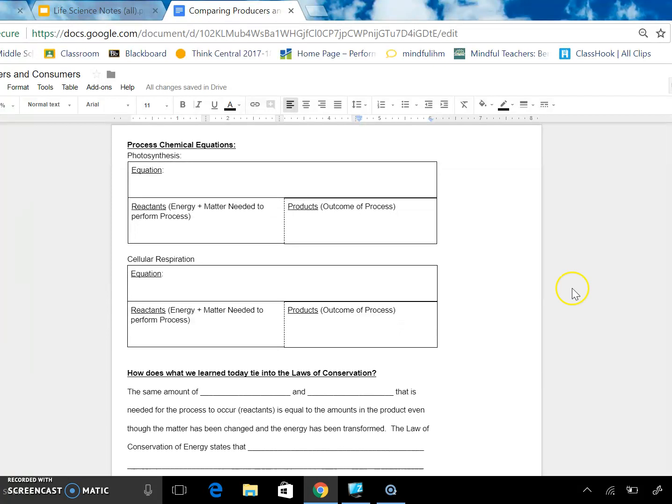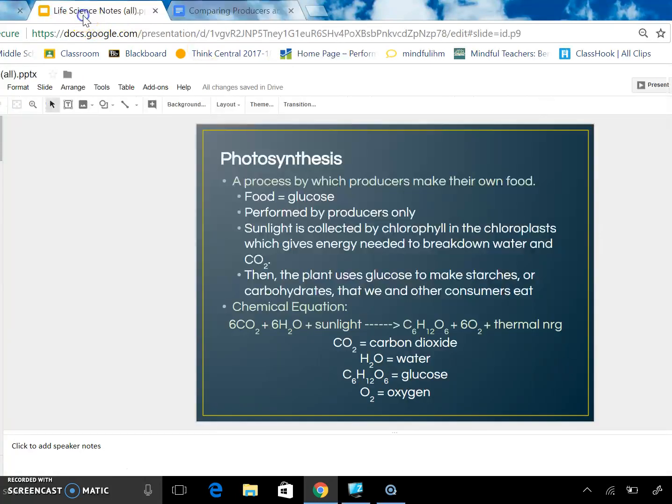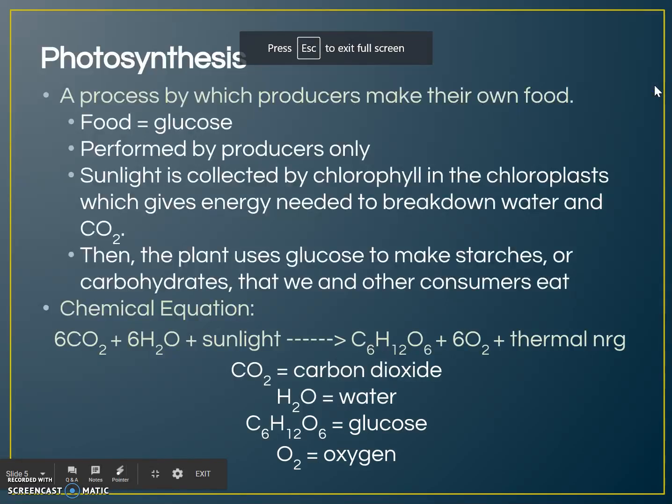And here you'll see that we have a top box that we're going to write the equation down. So I'm going to flip back over here, and I want you to record the equation. 6 carbon dioxide plus 6 water plus sunlight. Then place the arrow that you see on this presentation. Then you're going to write C6H12O6. And I think it's important that you note below there, it tells you that that is the chemical symbol for glucose.